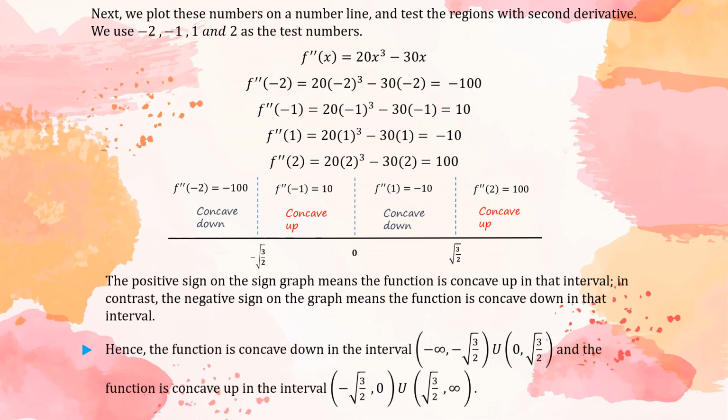Hence, the function is concave down in the interval from negative infinity to negative 3 over 2 and from 0 to positive 3 over 2. And the function is concave up in the interval from negative 3 over 2 to 0 and from positive 3 over 2 to positive infinity.